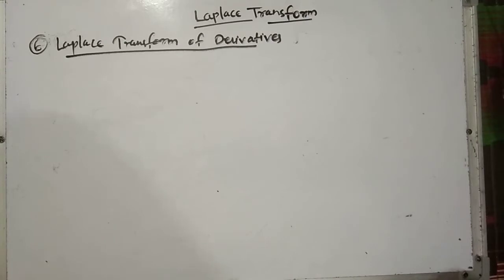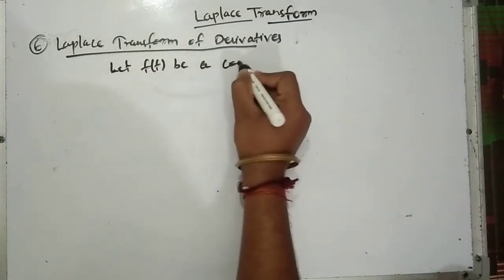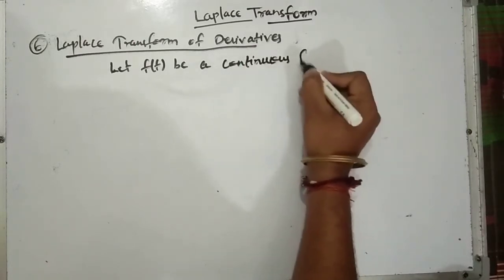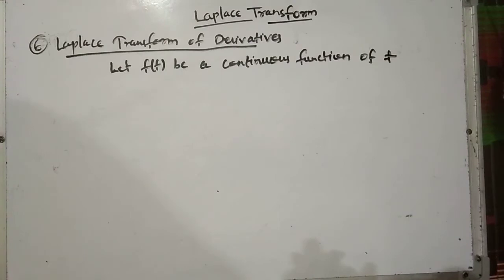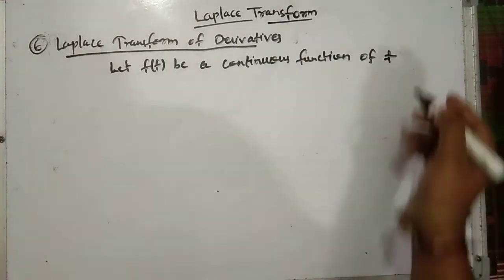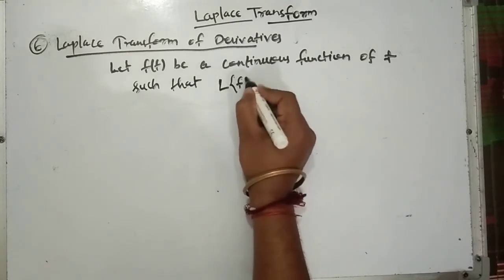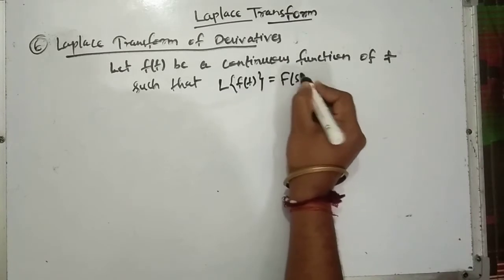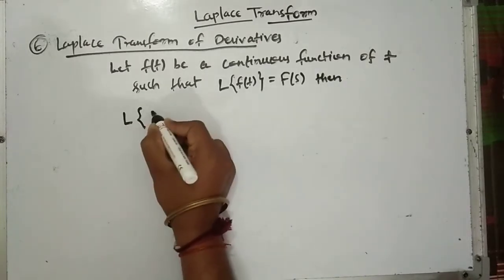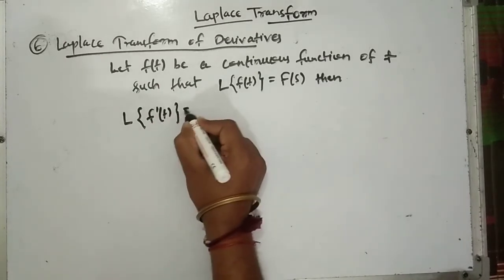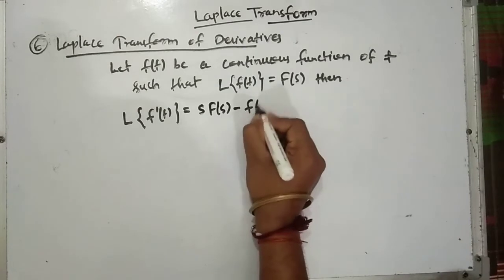Let f(t) be a continuous function of t such that L of f(t) is equal to F(s). Then the Laplace transform of f dash t is equal to sF(s) minus f(0).